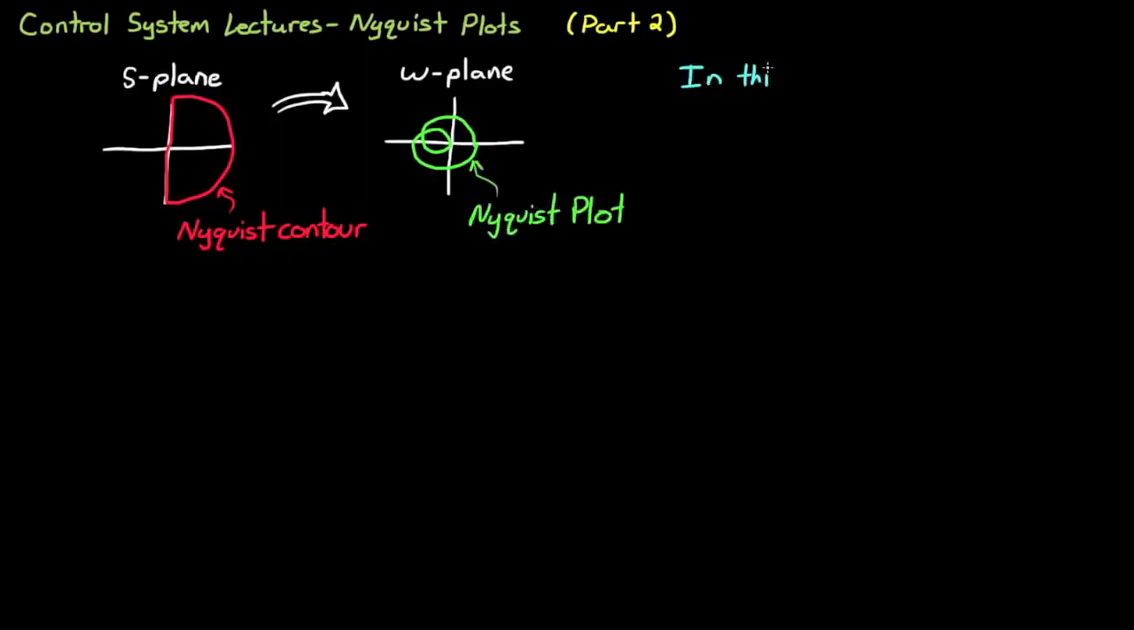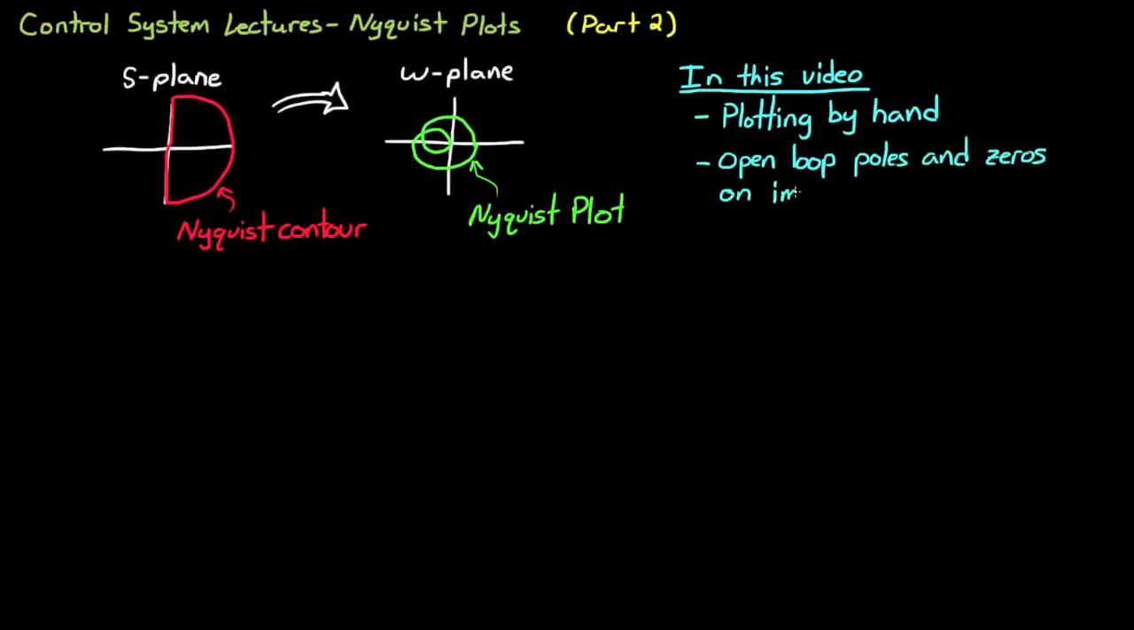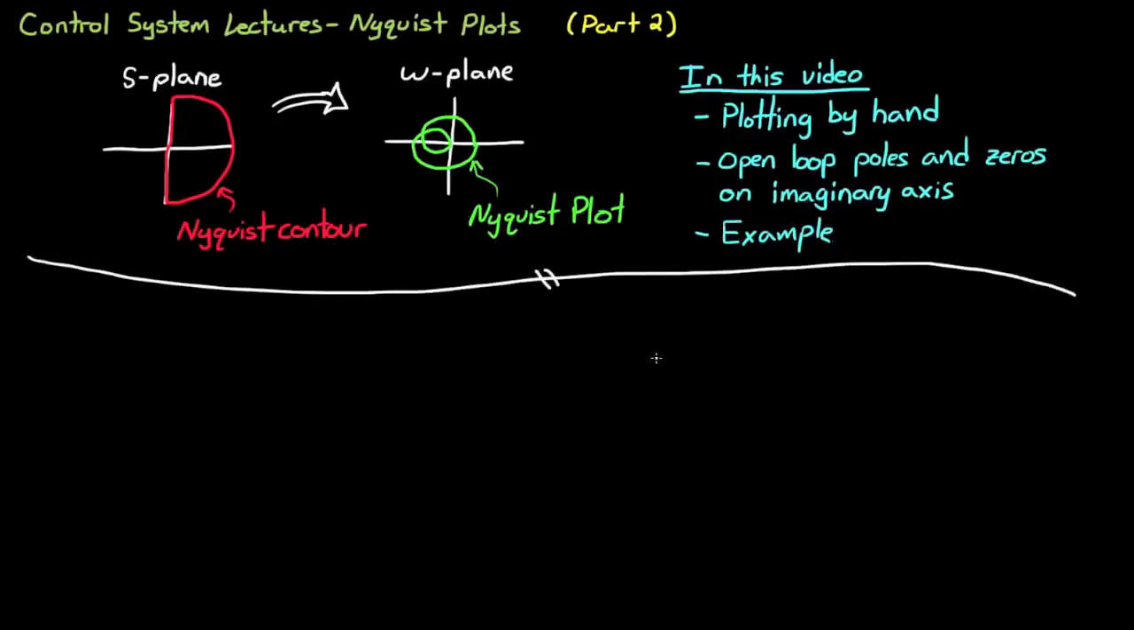So now let me continue from there, and in this video I'm going to show you a simple way to estimate a Nyquist plot by hand. I'll explain how to handle open-loop poles and zeros on the imaginary axis, and then walk through an example that illustrates the power of the Nyquist plot over similar methods like the Bode plot. So let's get to it.